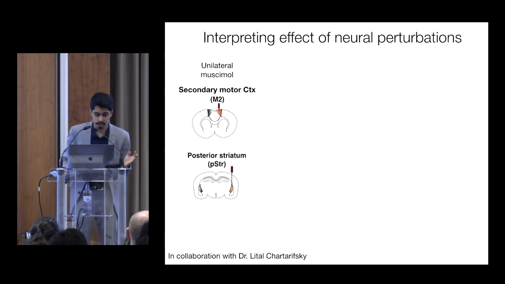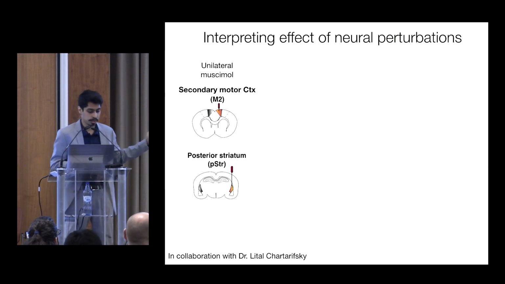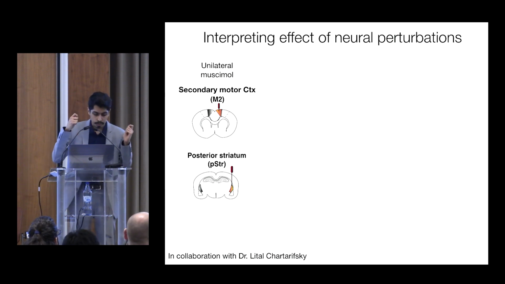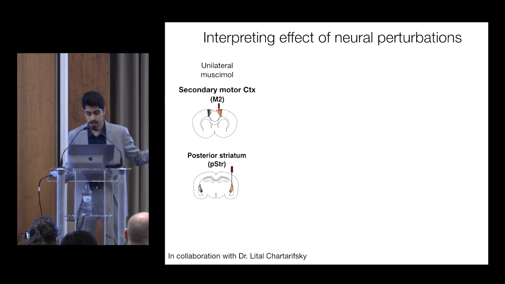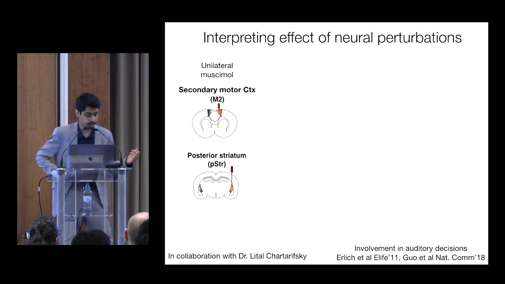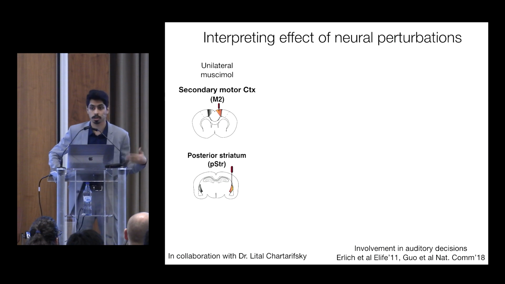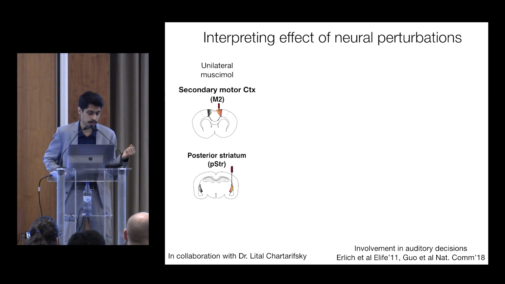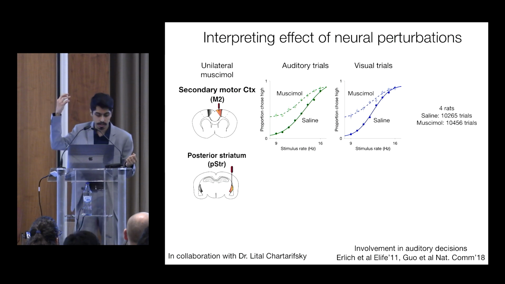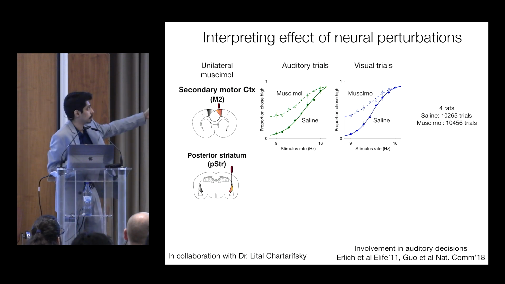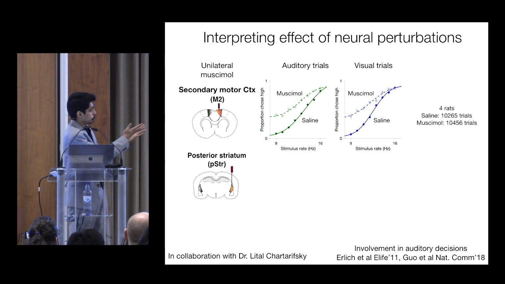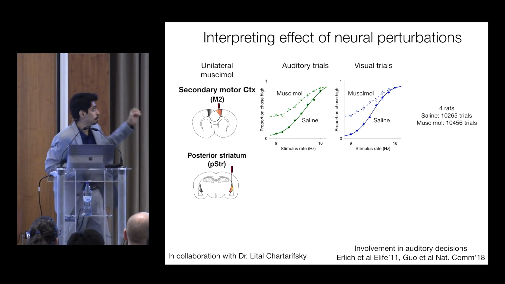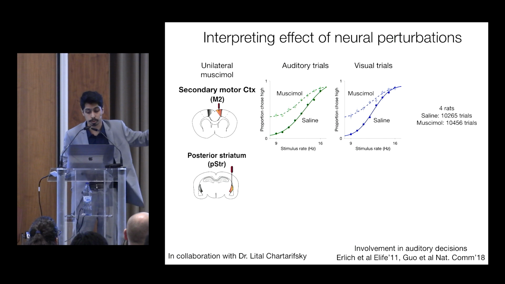So we wanted to use this idea to interpret some inactivation data that was collected by Lital, a graduate student in the lab. She unilaterally infused muscimol into either the secondary motor cortex or the posterior striatum of rats while they were doing this task, and both these regions have been shown by previous studies to be involved in auditory decisions. What she found was essentially that when you inactivated the right M2, you only affected the lapses on the left. The shape of this effect matched what has been previously reported in auditory trials, but it also generalizes across to visual trials.